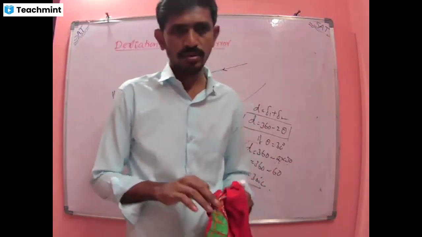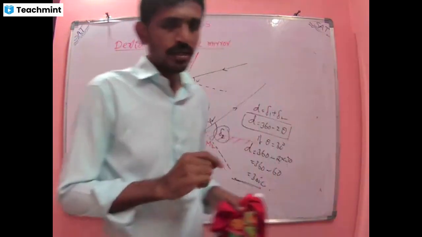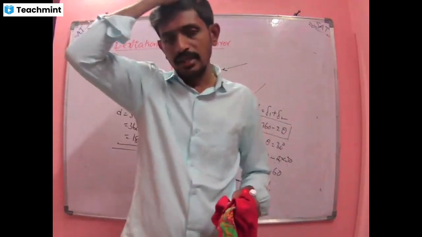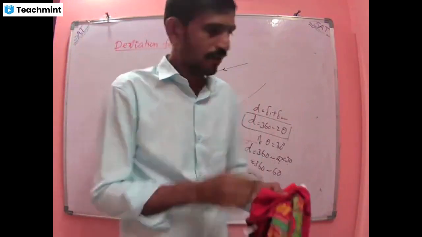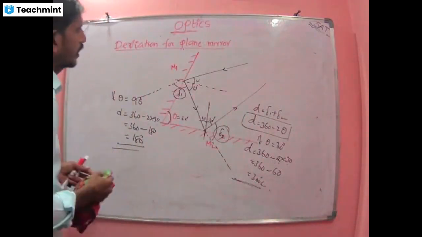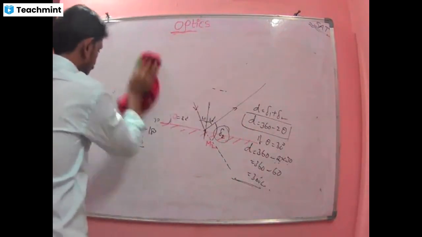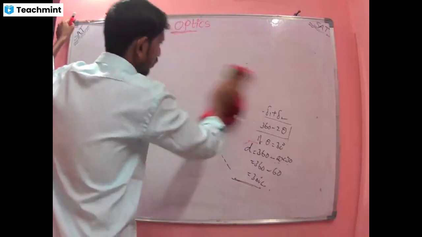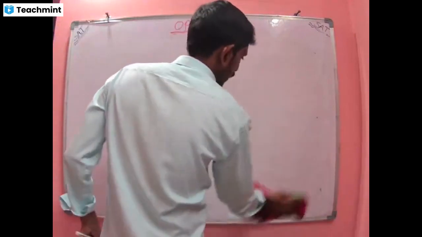Any doubts? One more point here: the velocity of the image and the velocity of the object. I also want to explain this. The velocity of the image for plane mirrors is very important here. Definitely one question will come from the velocity of the image in the MHT-CET examination.